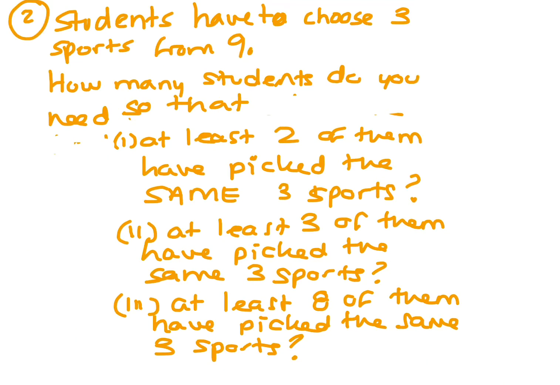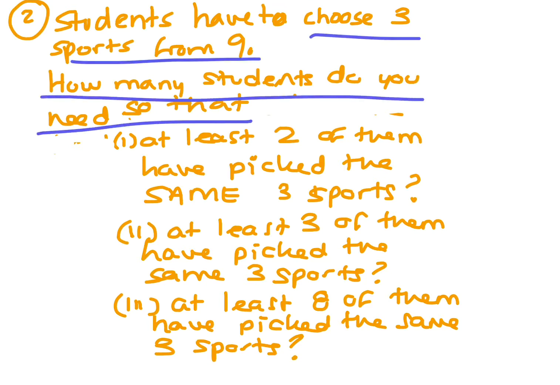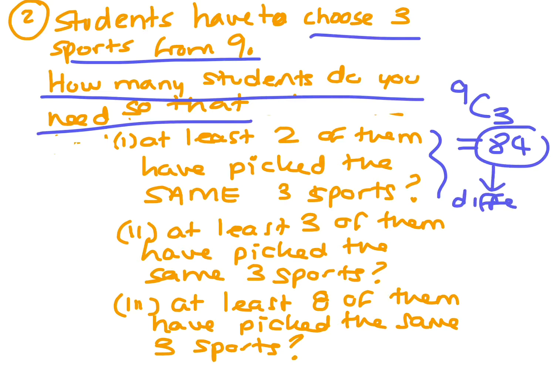Okay, so students have to choose 3 sports from 9. How many students do you need so that at least 2 of them have picked the same sport? Okay, so first of all, we have to work out how many choices we actually have here. They're choosing 3 sports from 9. So that equals 84. Okay, so there's 84 different combinations of 3 sports. So that means you would have 84 choices.